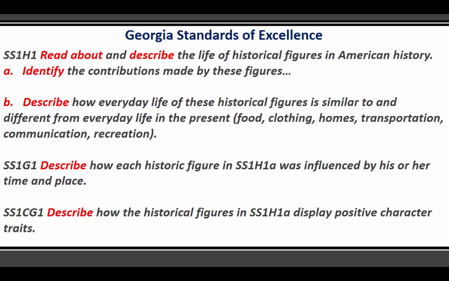In the first civic standard, SS1 CG1, students will describe how each historical figure displayed positive character traits. The literature connections presented may be used to prompt discussions about which character traits each person exhibited and to cite text evidence to support students' thinking.